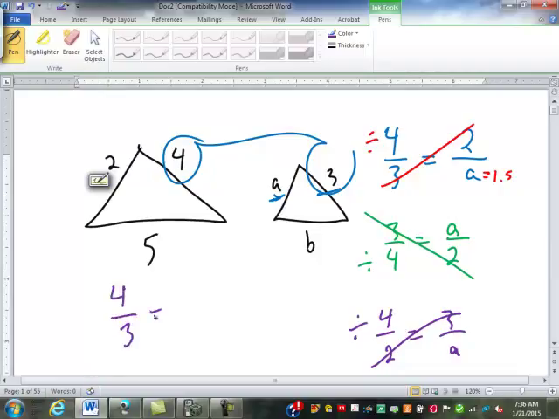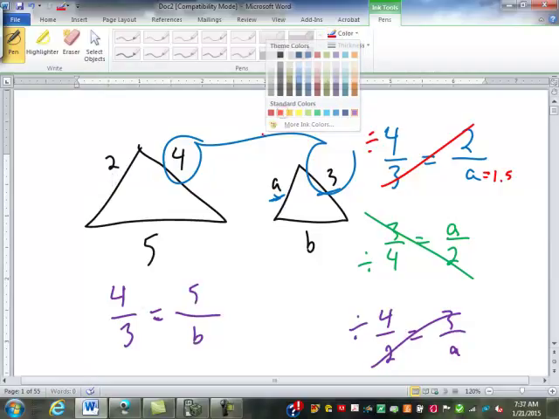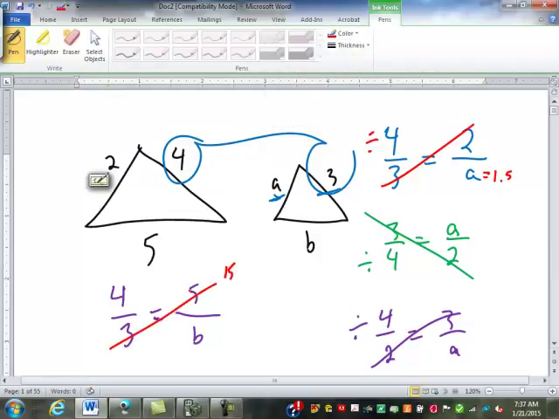So now we've got the 4 to 3, or whichever way you want to set it up. We need to find B. Where's B go, top or bottom? Still on bottom, still from the same figure as the 3. What goes above it? 5. So we're going to cross multiply. 3 times 5 is 15, divided by 4 will be 3.75. So you're good on 1.